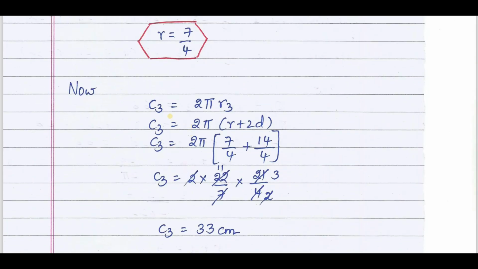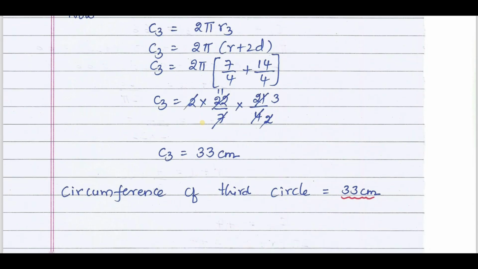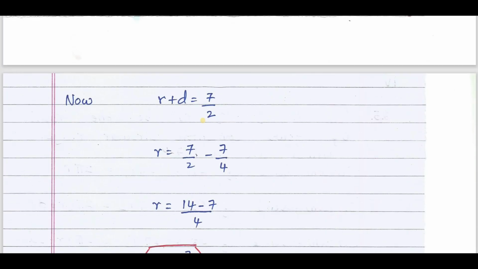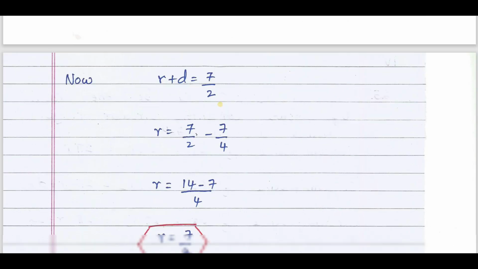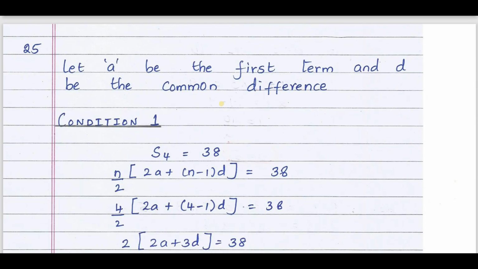Now, what we need to find out? We need to find out the circumference of the third ring. Therefore, what we get here is 33 centimeters. Circumference of the third circle, if you do it by the direct method, that is circumference of c1 is a, circumference of c2 is what? a plus d. Like that also we will get the answer. Do try to solve by another method also.